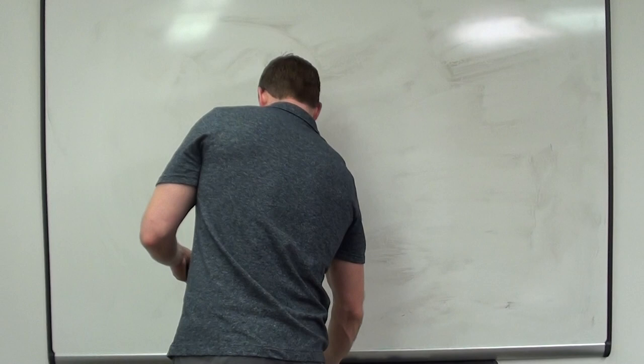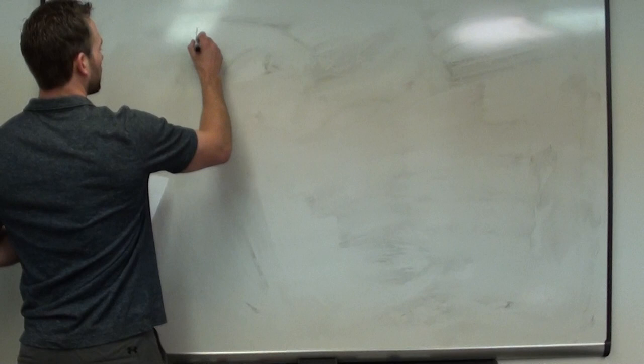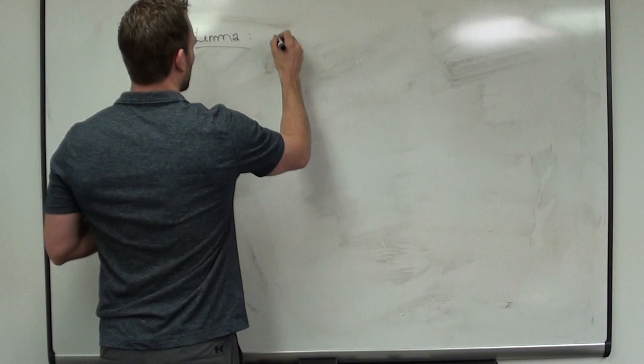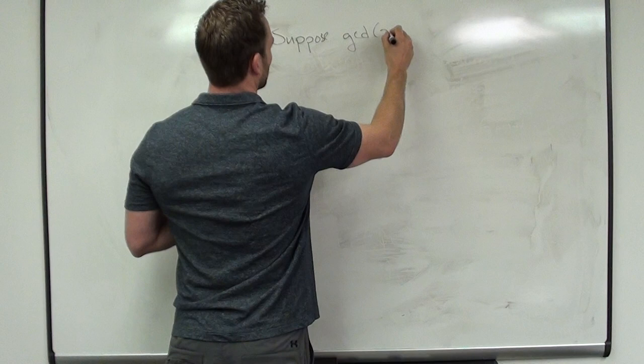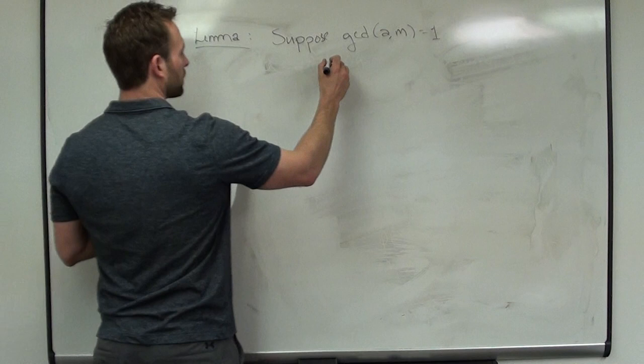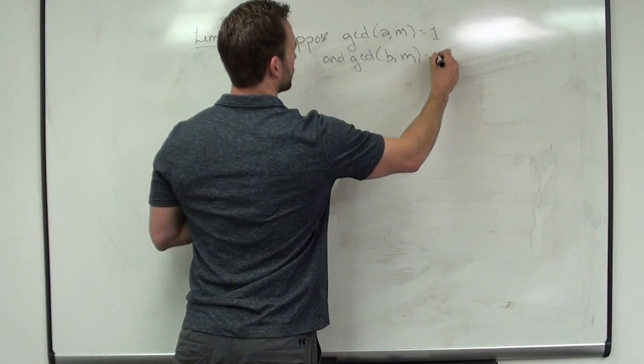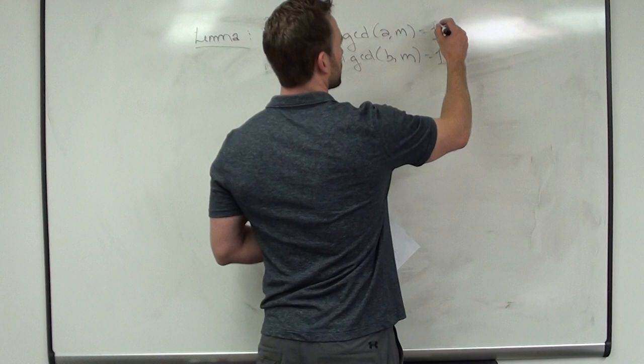Something that we're going to need here, and it's pretty straightforward to prove this little lemma. So the lemma says, suppose the GCD of A and M is 1, and the GCD of B and M is 1. I think it's going to make sense if we have these two conditions right here, then the GCD of AB and M is 1.